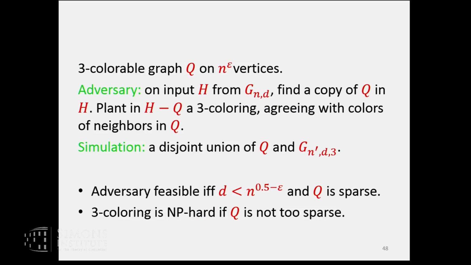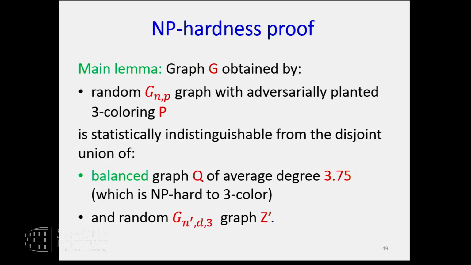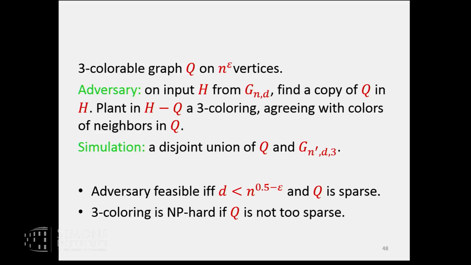So in a bit more detail, we have some 3-colorable graph, or we think that it's 3-colorable, and we want our algorithm to color it for us on n to the epsilon vertices, a small one. So what would the adversary do?